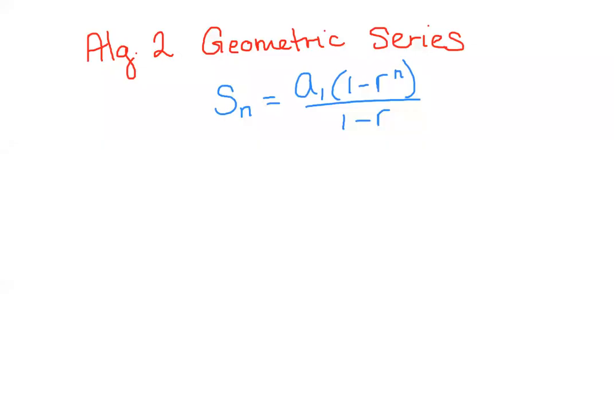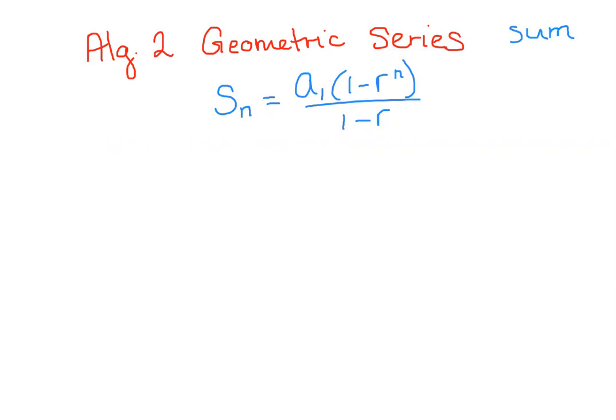Okay, Algebra 2, now we're going to talk about geometric series. Remember that a geometric series is the sum of a geometric sequence, just like an arithmetic series is the sum. You're adding them all up, so your answer is just a number. It's not a list anymore.